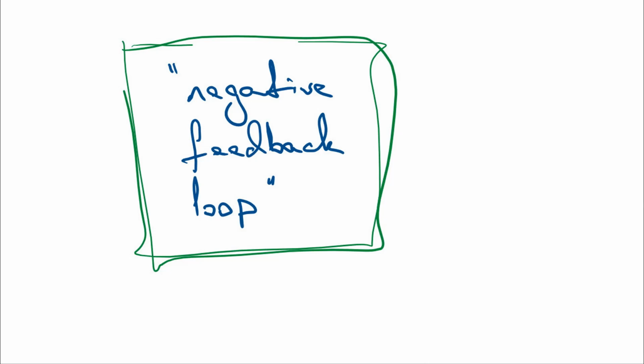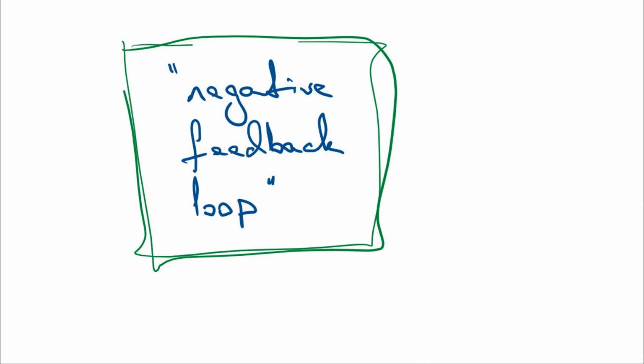So if we walked into a really, really cold room, the stimulus would be the much lowered temperature, and so we want to counter that by generating more heat, by warming ourselves up. So we're trying to counteract or negate the change from the stimulus. That's why it's a negative feedback loop.